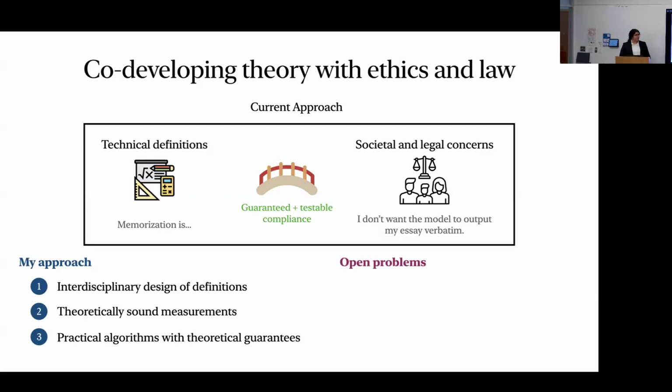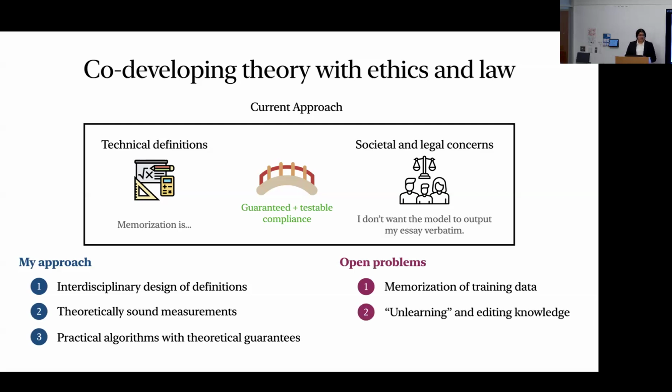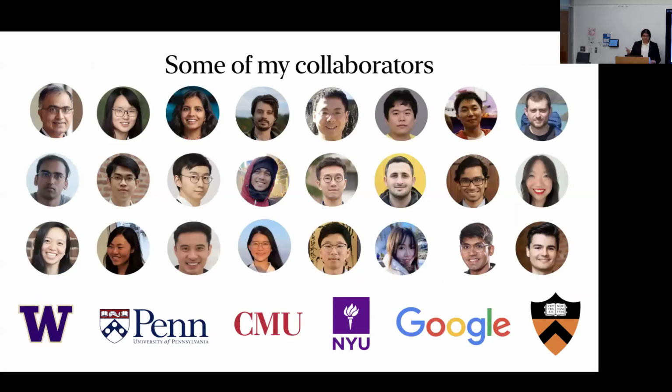A number of open problems would benefit from this type of approach, including the memorization of training data, the unlearning of sensitive or private data that may have inadvertently been memorized in the model, as well as editing the knowledge or keeping it up to date with the current events of the world. And finally, attributing model behaviors to data and providing fair compensation to the people who provided that data for the model.